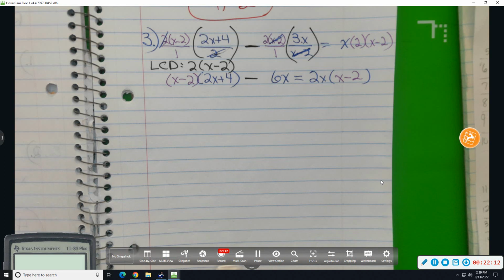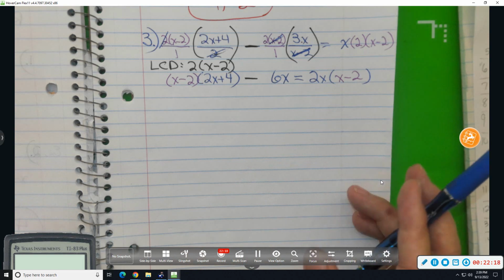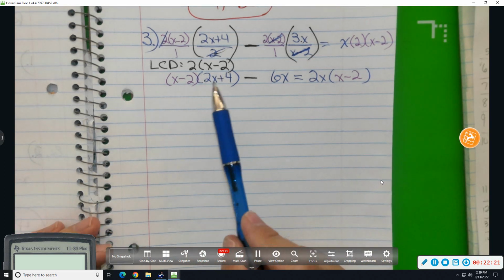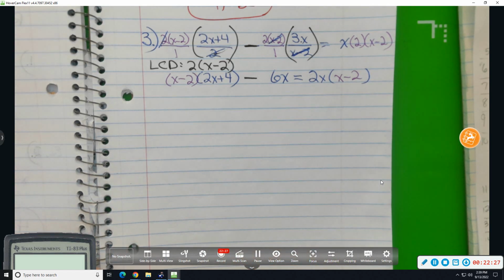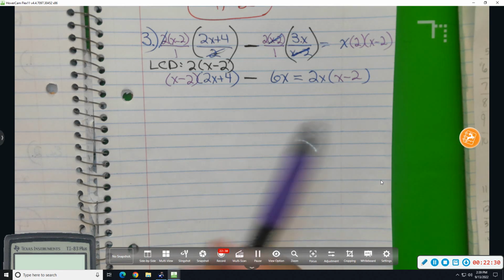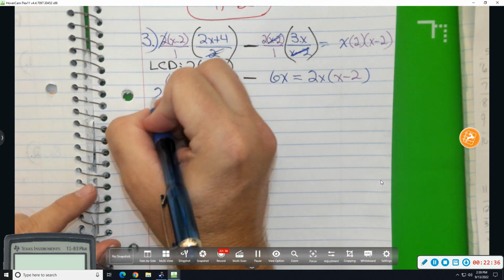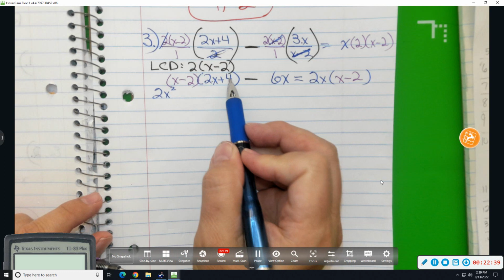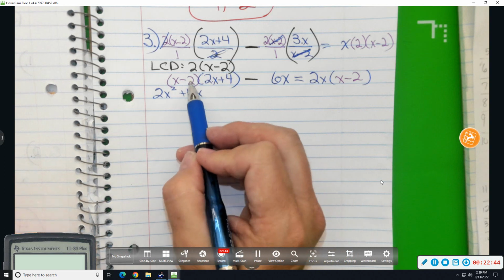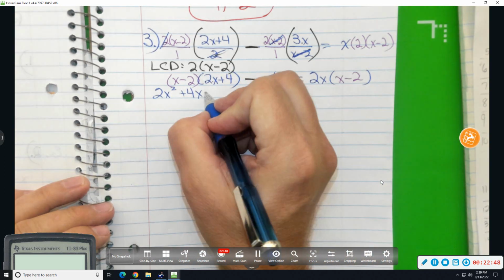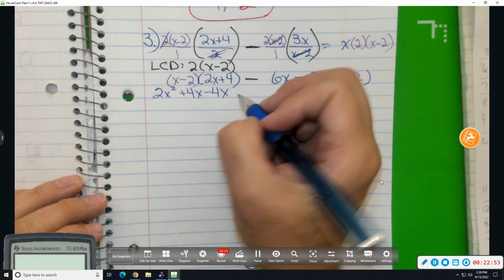Okay, continuing on. We have to get rid of the parentheses. Remember, our ultimate goal is to get x equals. Look at this. X minus 2 times 2x plus 4. Binomial times binomial. What do we do? 4-letter word beginning with F. FOIL, here we go. First, x times 2x, 2x squared, I agree. Outer, 4x. Okay. Inner, negative 2 times a positive 2x, minus 4x. And last, negative 2 times 4 gives us a minus 8.